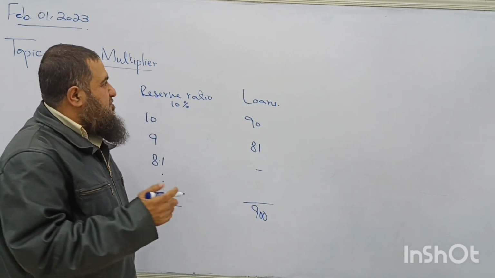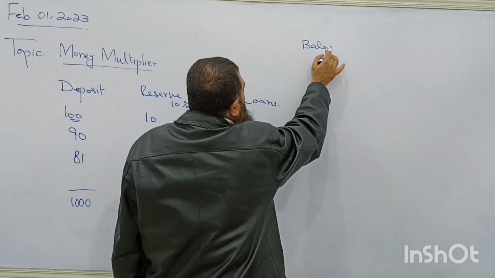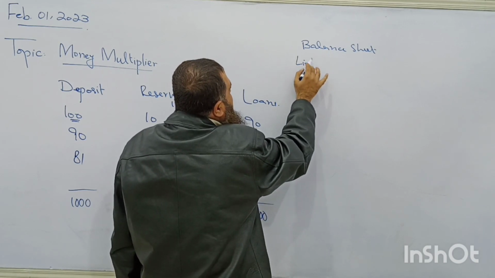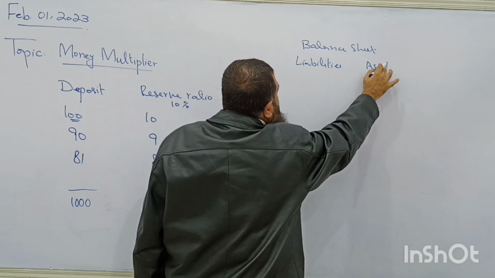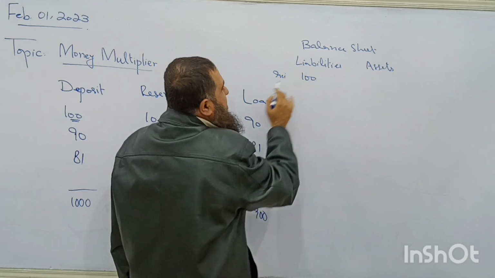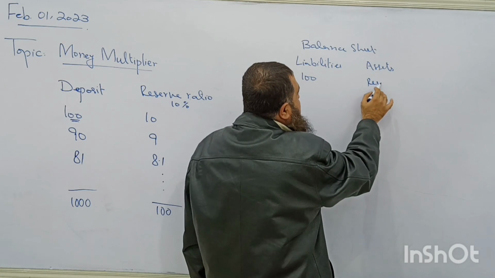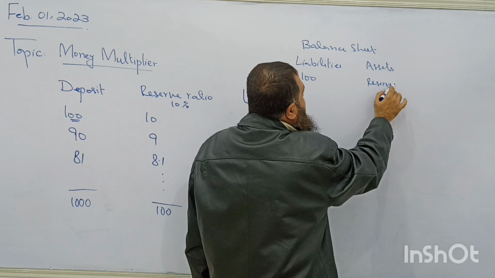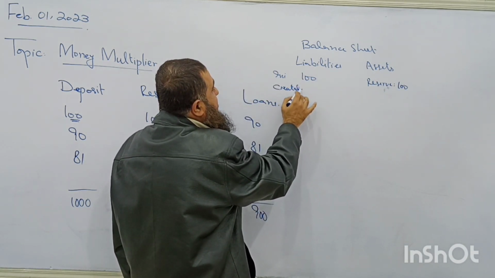Clear? Can we make a smaller balance sheet of this bank? What is the balance sheet? Do you know? Here I am writing the liabilities, and here I am writing the assets. First of all, initial deposit. How much is it? 100. And reserve. Reserve is an asset of the bank. How much reserve will be created? 100.